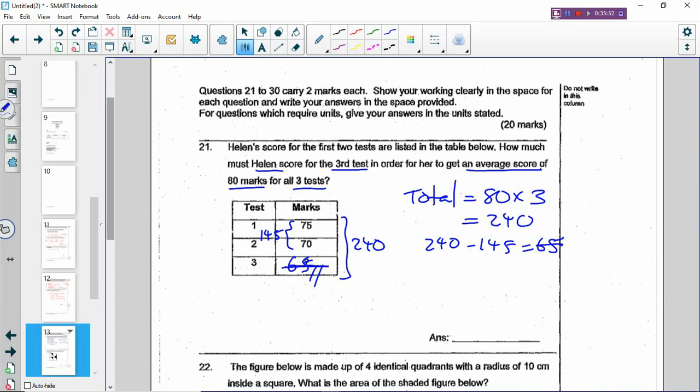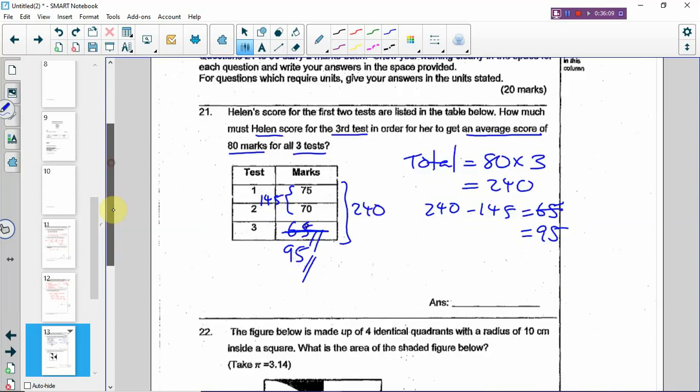Make a calculation mistake. All right, 240 minus 145, that will be 95. Okay, 95 marks. So be careful with your calculation. All right, 95 marks. Let me just have a quick check with my calculator. And yes, 95 marks.